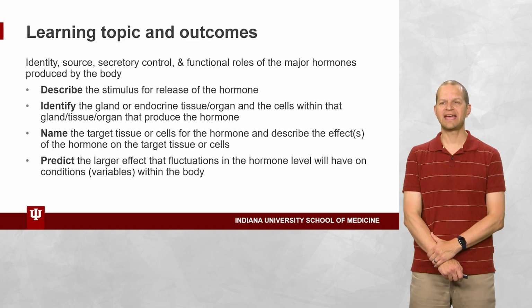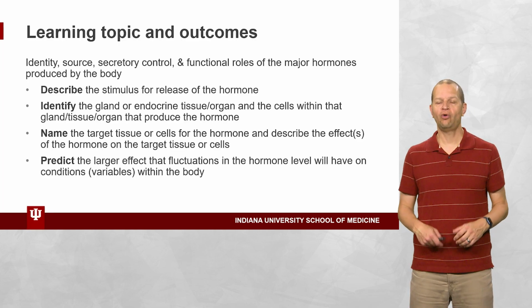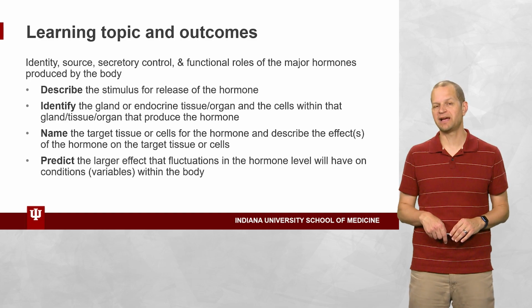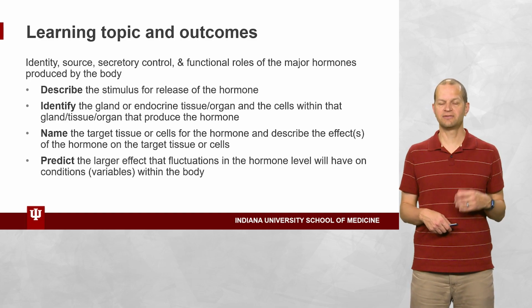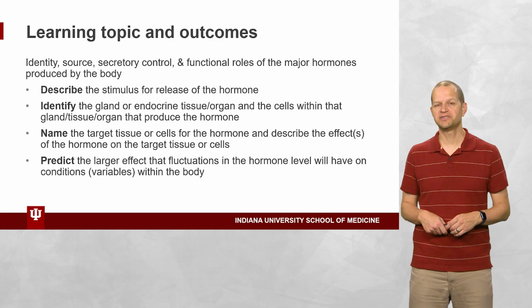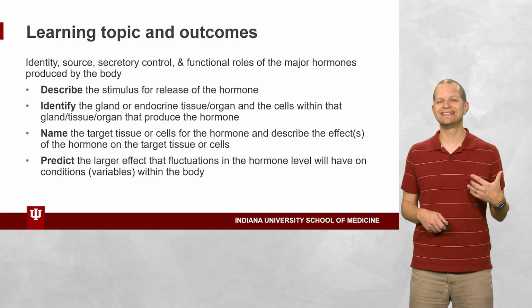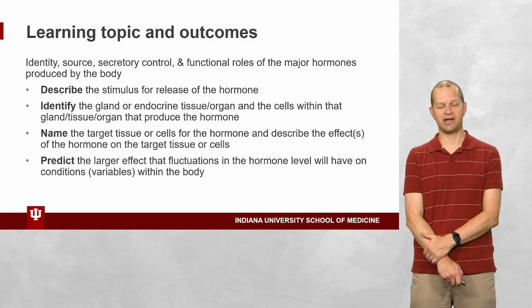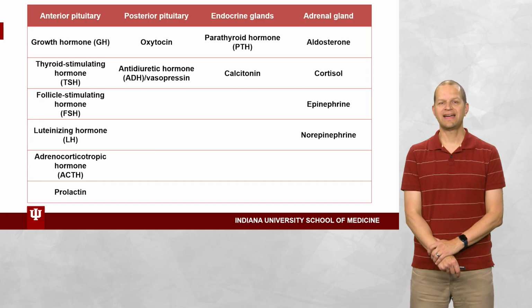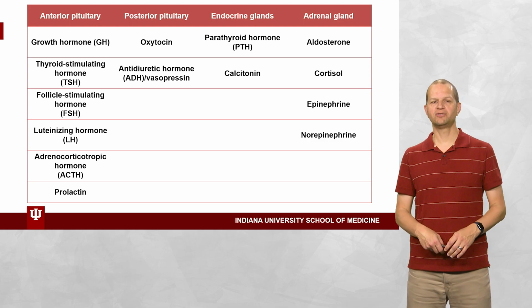Okay, and so here are the outcomes for this video. Ultimately, what I'm going to expect you to know is the stimulus for each hormone, where that hormone is produced, the target for that hormone, and then ultimately what is the effect that hormone has on the body. All right, and so I've got two tables here that show you the hormones that we're going to go through.